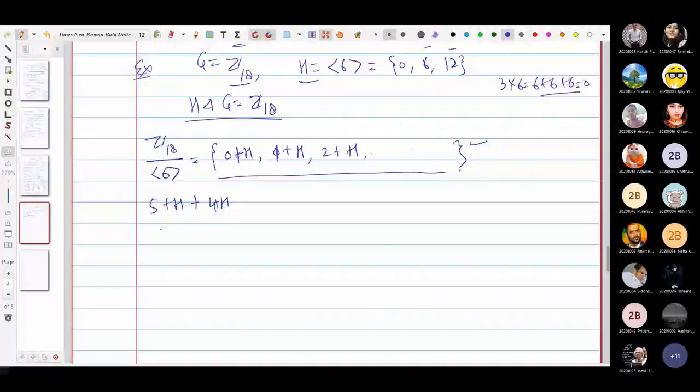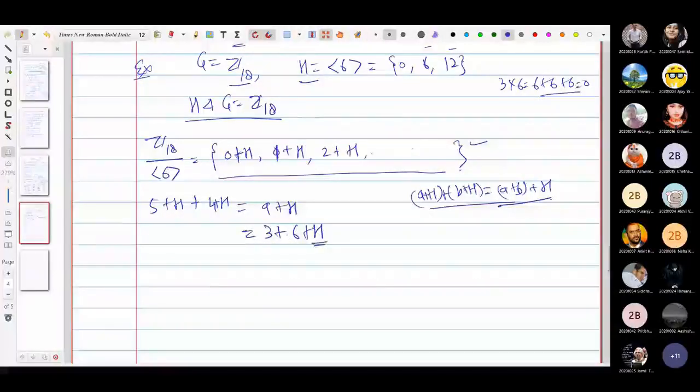How will you define the operation? a plus H, and then plus b plus H, is equal to a plus b plus H. Okay, you can write it down like this. This is the operation. So this is 9 plus H by definition. So 9 plus H, we can write as 3 plus 6 plus H, because H contains all multiples of 6 and 6 belongs to H. So 6 will be absorbed here.